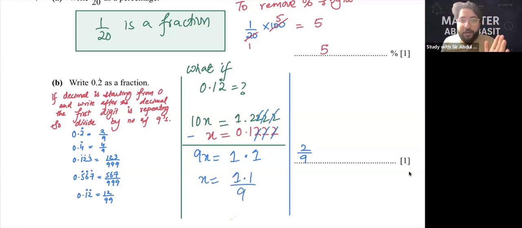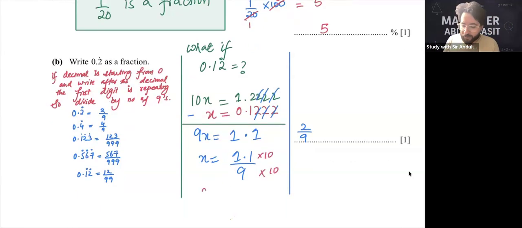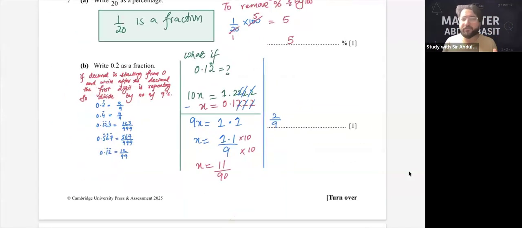Okay, it looks really bad in maths that the numerator is a decimal and the denominator is a whole number. So we have to remove the decimal from the numerator. So it's time to multiply by 10 intentionally in the numerator and the denominator. So x would be equal to 11 by 90. You can check in the calculator that 11 by 90 will give you 0.12222 recurring.